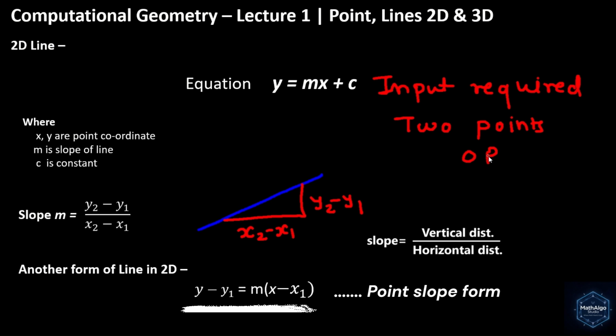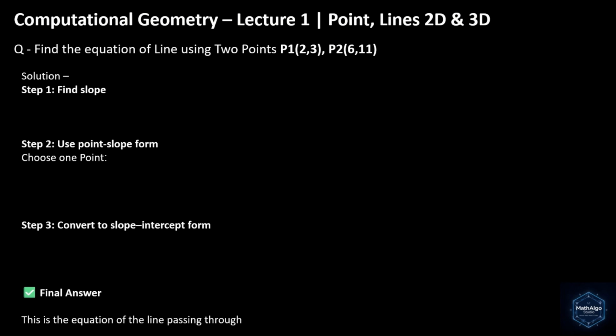Or 1 point and slope of line. Now let's understand this with a worked example. We are given 2 points P1 (2, 3) and P2 (6, 11). We need to find the equation of the line.